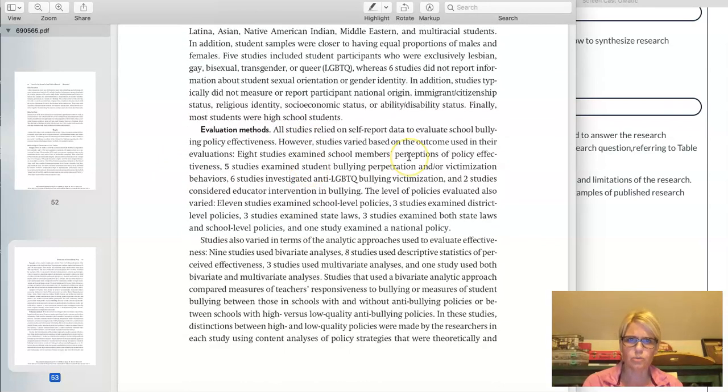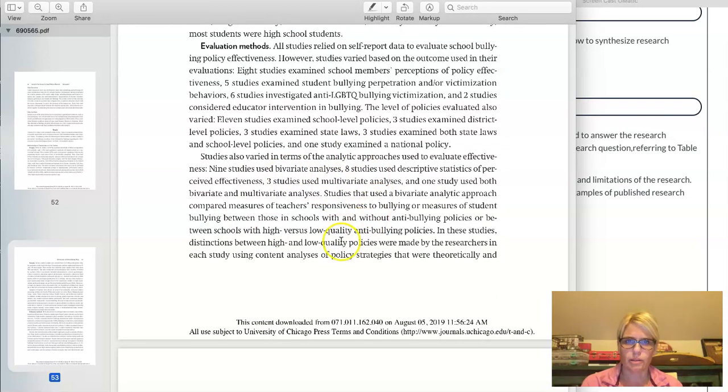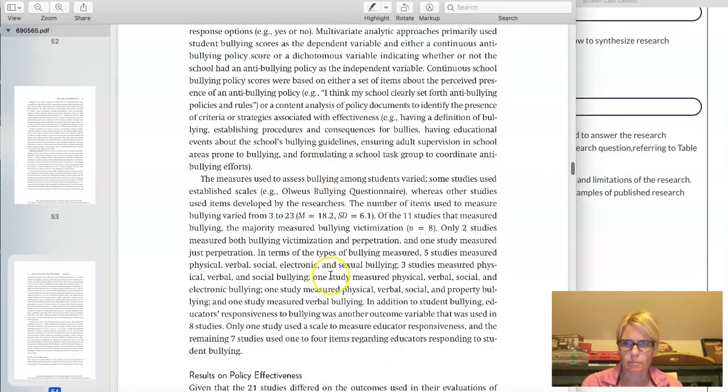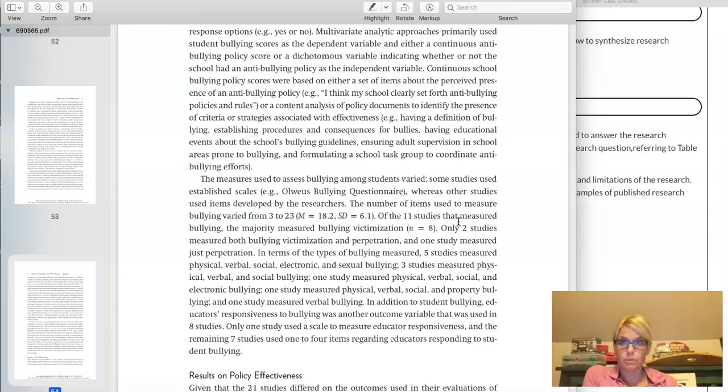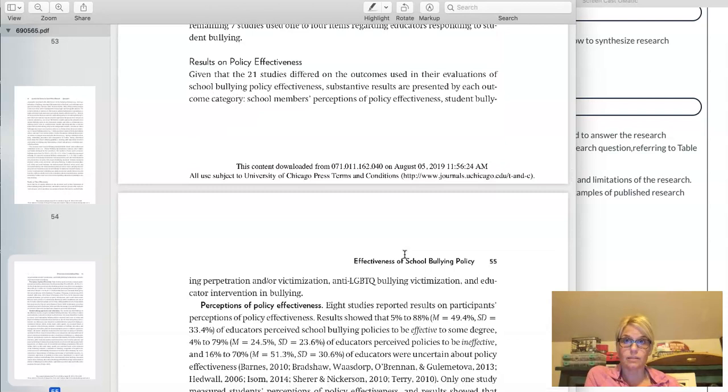Evaluation methods. All studies relied on self-report data to evaluate school bullying policy effectiveness. Okay, so that's referring to their methods, their measurements. They also talked in here about the statistical analysis, which is good to know also. In this paragraph here, the measures used to assess bullying among students varied. Some used scales, whereas some used items developed by the researchers. So that is good to know. Okay, then they go on to summarize the findings. That was just the characteristics of the study.